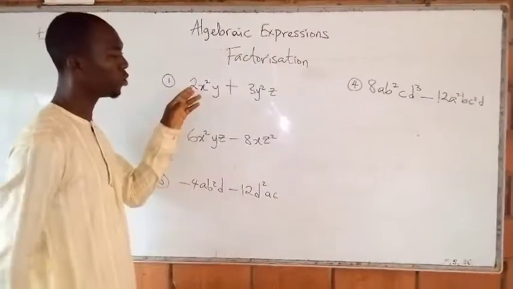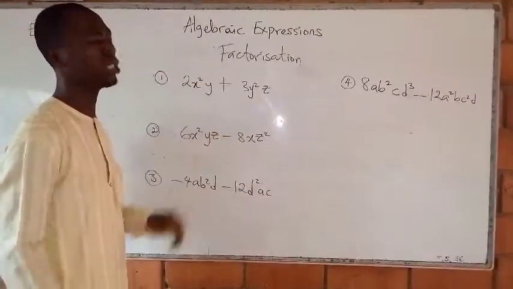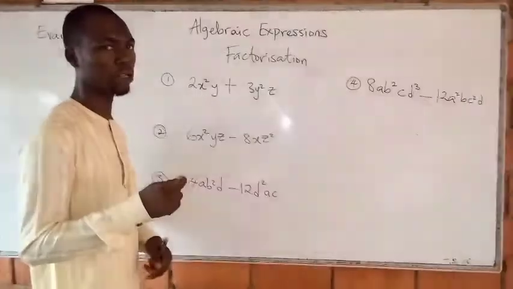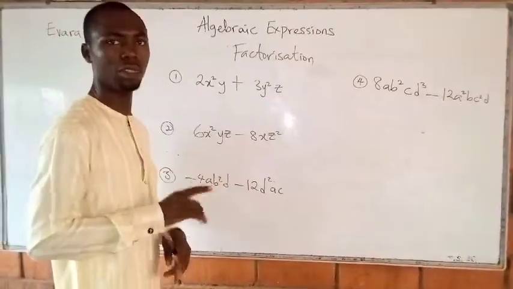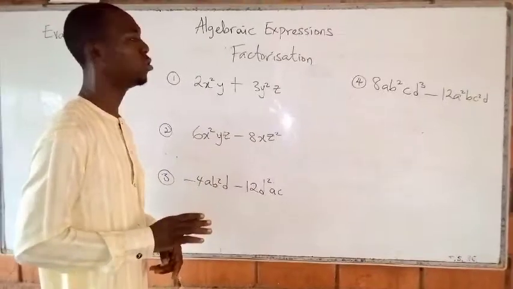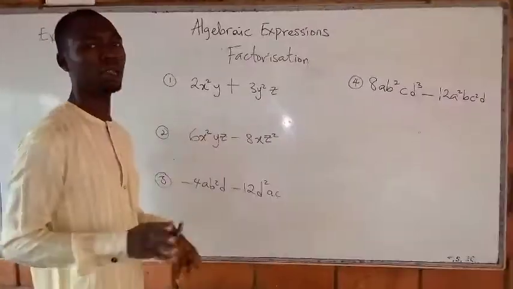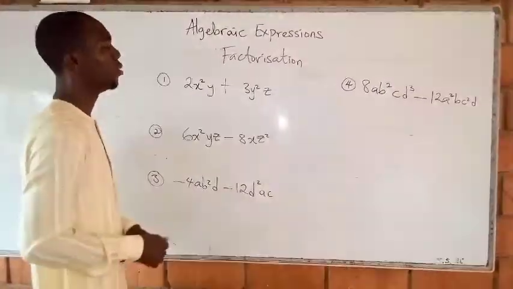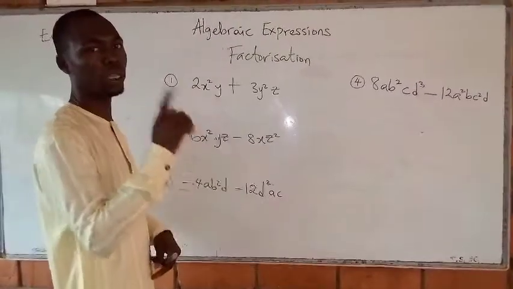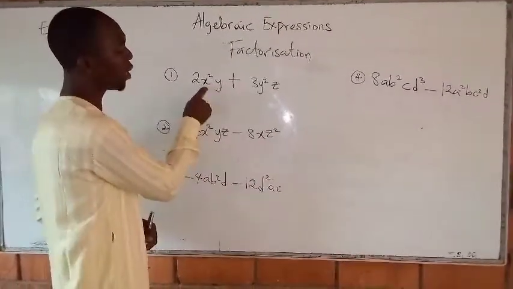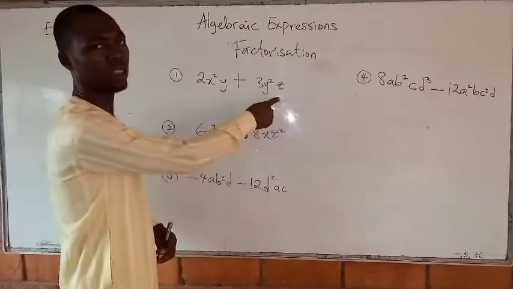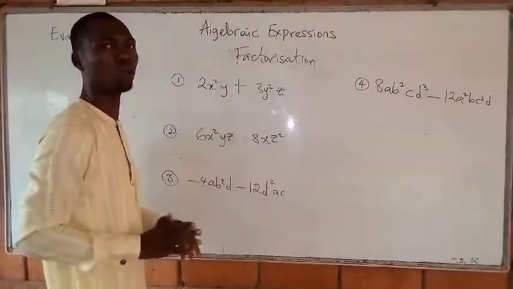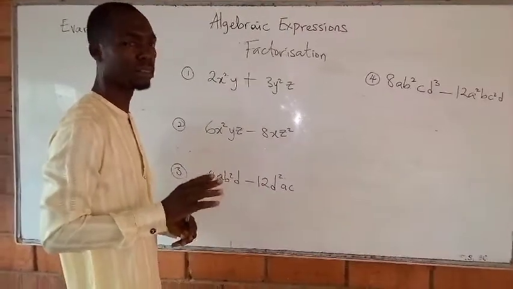We'll start with the figures. 2 and 3. Do they have any common factor? Any number that will divide 2 and also divide 3. They don't have any common factor. So that means 2 and 3 are not factorizable. Now, we will pick the variables one after the other. There is x at this side. There is no x at this other side. That means x is not common. We are not going to factorize x.